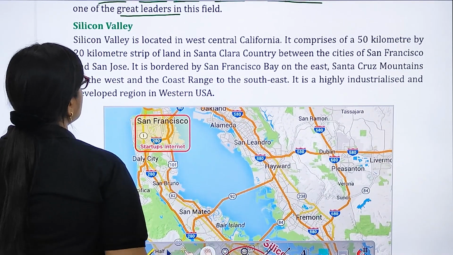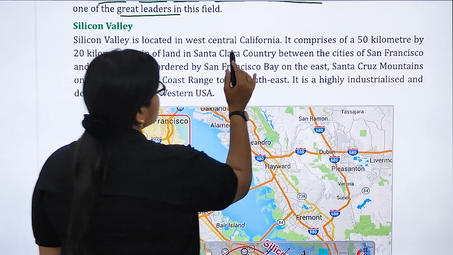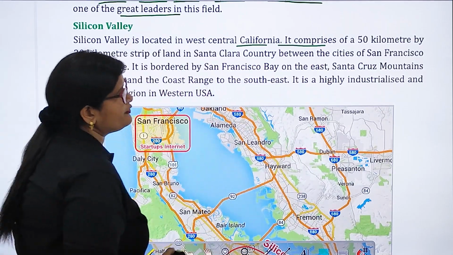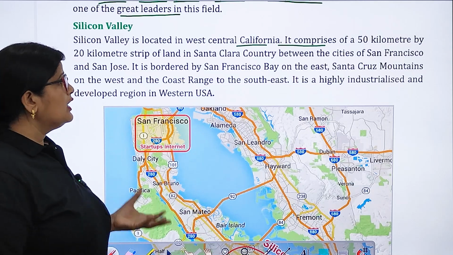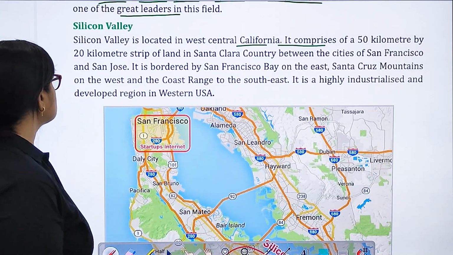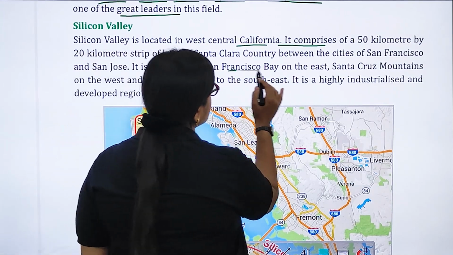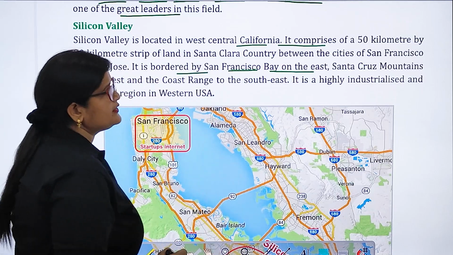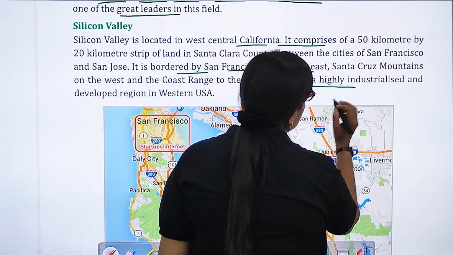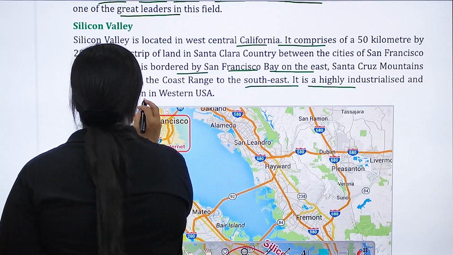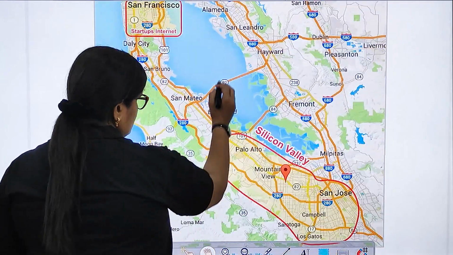Silicon Valley. Silicon Valley is located in West Central California. It comprises a 50 kilometers by 20 kilometers strip of land in Santa Clara County between the cities of San Francisco and San Jose. It is bordered by San Francisco Bay on the east, Santa Cruz Mountains on the west and the Coast Range in the southeast. It is a highly industrialized and developed region in western USA.